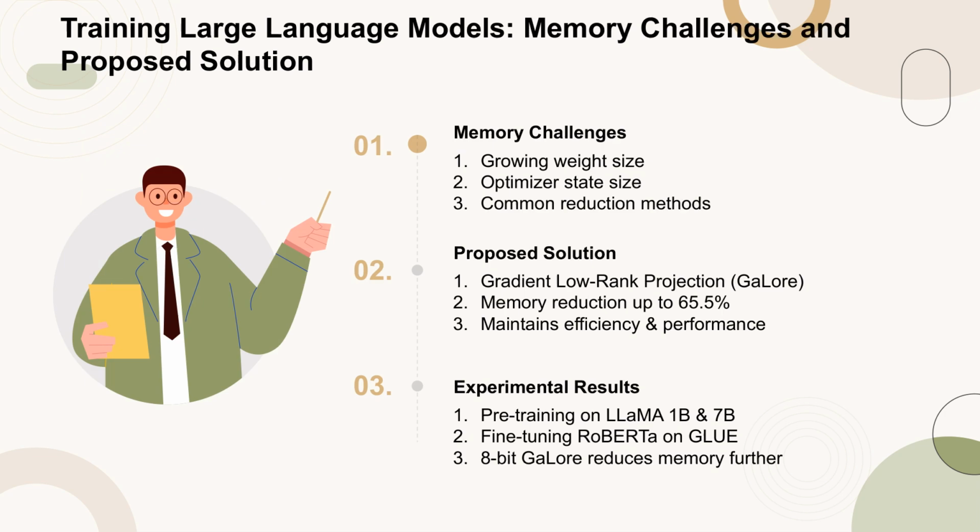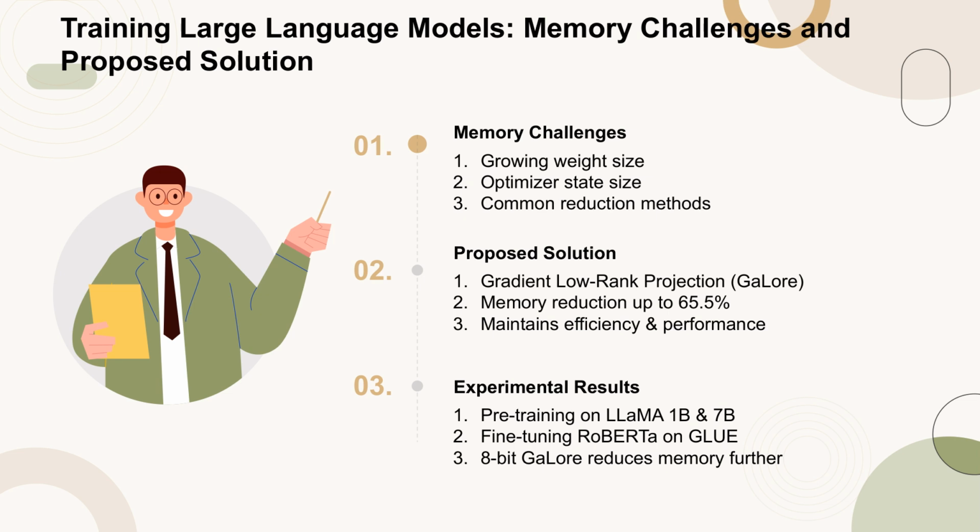The training of large language models, LLMs, faces significant memory challenges, primarily due to the increasing size of model weights and optimizer states. Common memory reduction techniques, such as low-rank adaptation, LoRA, add a low-rank matrix to frozen weights but often underperform compared to full-rank training. In this work, the authors propose gradient low-rank projection, GaLore, a strategy that enables full parameter learning while being more memory efficient than traditional low-rank methods.